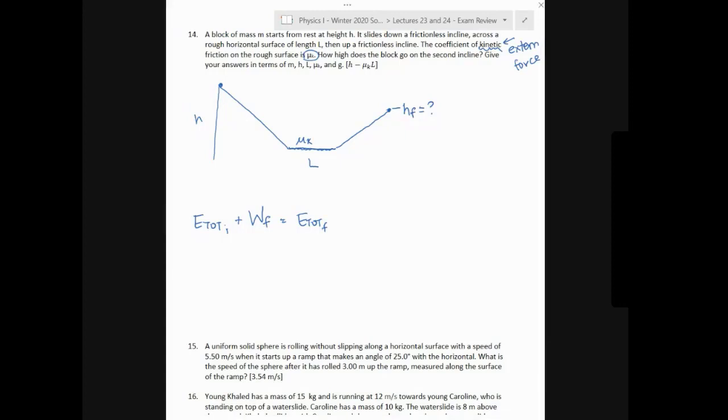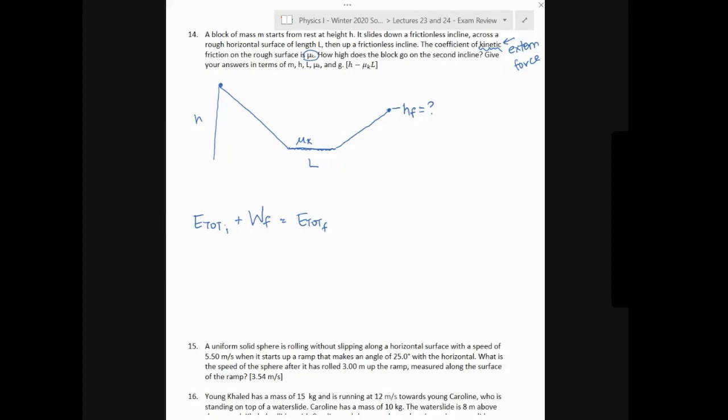So we can do E total initial equals E total final, but we have to add work. In this case, it's actually negative energy because the work done by friction is negative since it always opposes the motion. The force of friction opposes the motion, so it's doing negative work on the object. It's taking away energy from the system, so our E total initial doesn't equal our E total final anymore. We need to include that work term.